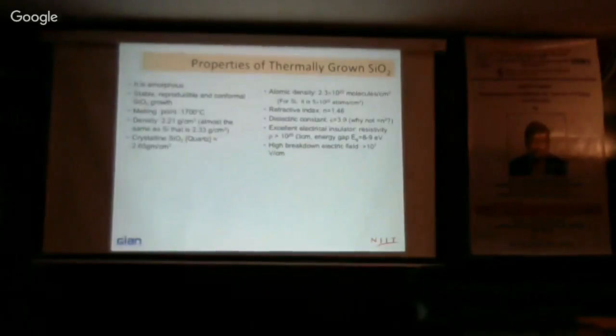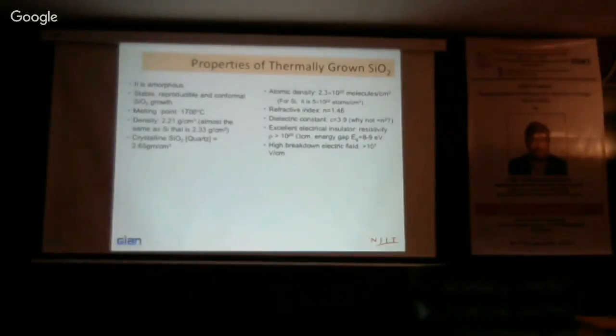Dielectric constant of silicon dioxide is 3.9. And then it is an excellent electrical insulator. So resistivity is greater than 10 to 20 ohms per centimeter, and very high breakdown rate. That's why silicon dioxide was there compared to the germanium oxide. Germanium oxide, that's why germanium was a better material. Initial transistor was with germanium, but it was all thrown out and replaced by silicon. Now silicon has taken over completely.